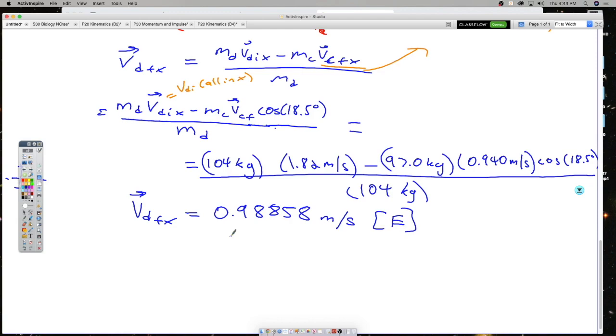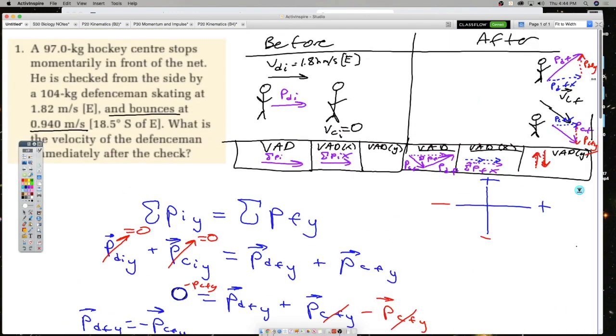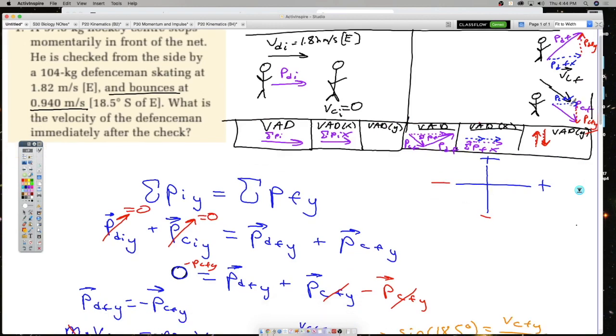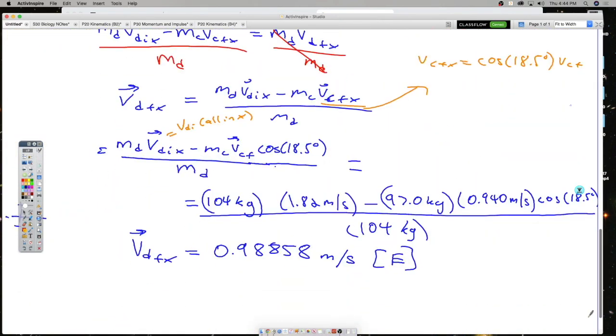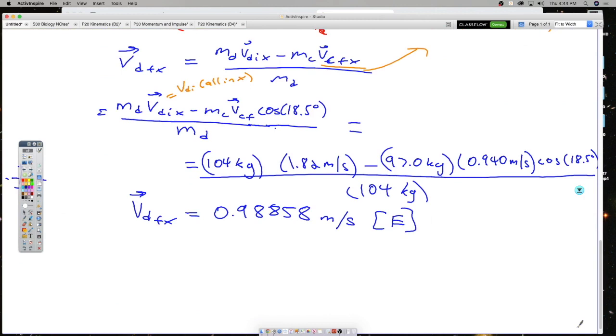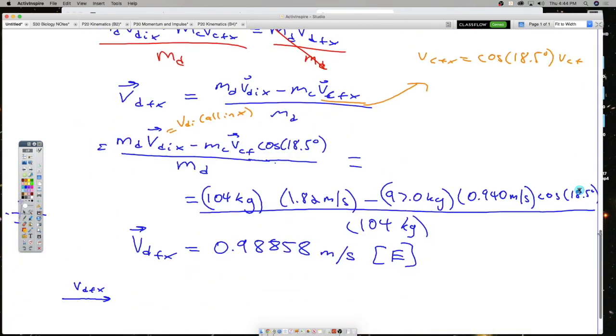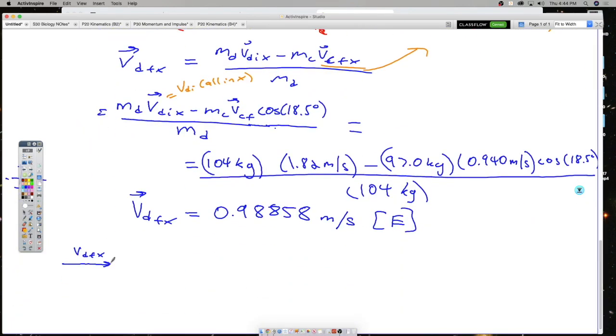Technically, we didn't actually 100% know that, right? It's possible that he was going west and this was just so great as to overcome that, but we got a positive, so it will be east, which feels right. It probably should be, okay? So now, let's think about what we got here. We've got VDFX to the east, right? We got VDFY in the last step, right, to the north.